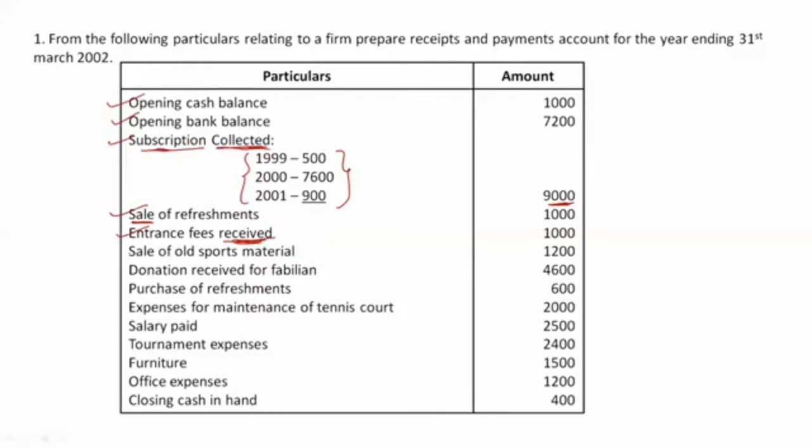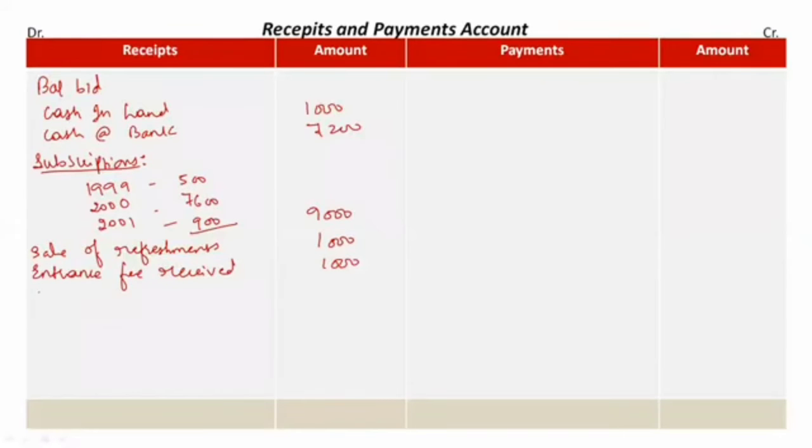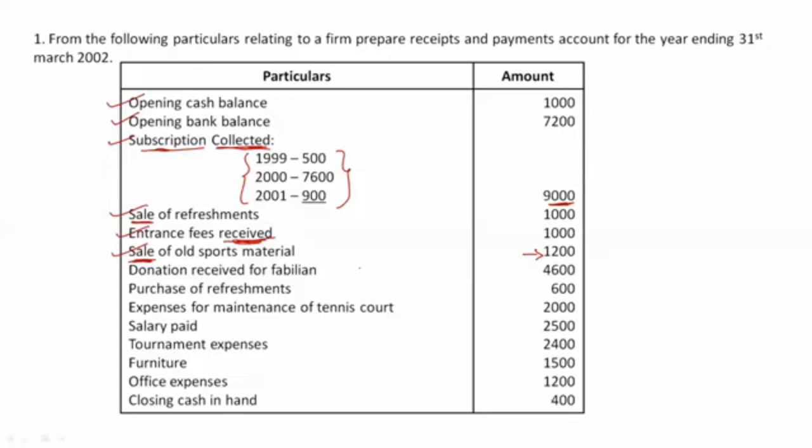Then come back to question. We have sale of old sports material. Again, I'm selling something. So in return, I will get certain money. I'm receiving 1200 rupees by selling old sports material. So it's my receipt. Sale of old sports material, rupees 1200.